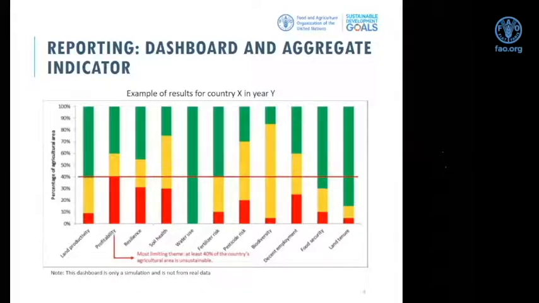Now, this is an example, a fictitious or made up example, whereby, as you can see, on the horizontal axis, we have the 11 themes or sub-indicators. And on the vertical axis, we have percentage of agriculture area. As you can see from this dashboard, each sub-indicator is color-coded based on the sustainability criteria or the farm performance based on the threshold values. And it is visually very informative because at a single look, you can see that the most problematic aspect for this country X is profitability, which has recorded the highest level of unsustainability, which is 40%.